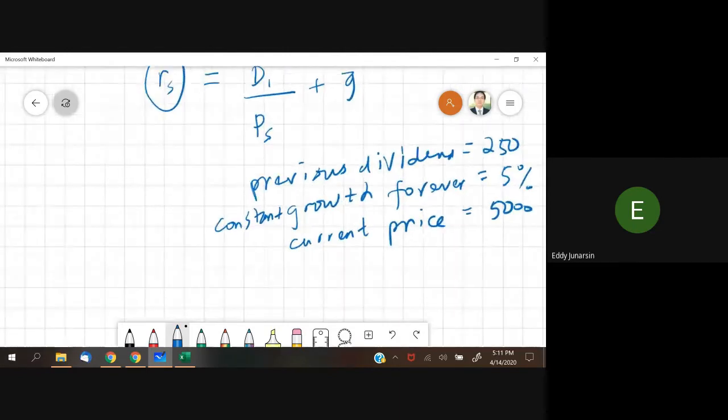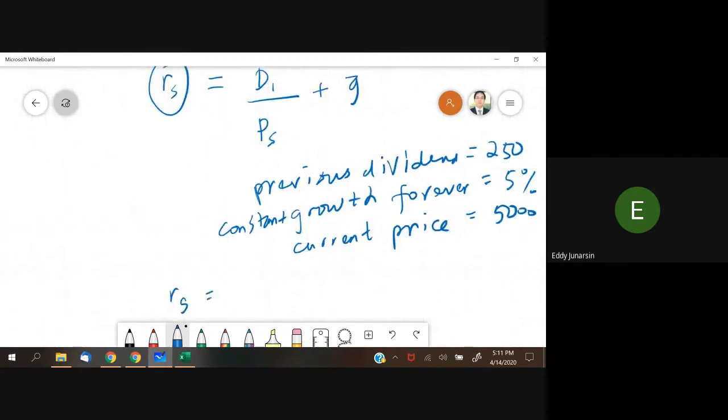So now we can estimate the required return by common stockholders. What is the next dividend? So we have to make an estimation. The previous dividend was 250 and is expected to grow at 5%. Next dividend, divided by the current price, 5,000, plus the constant growth forever, like 5%.